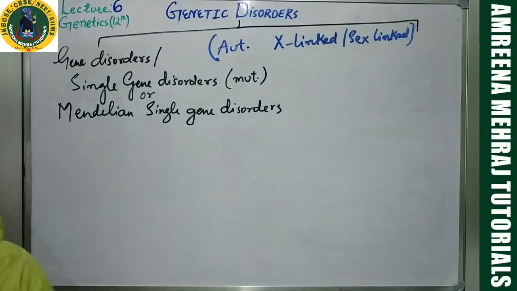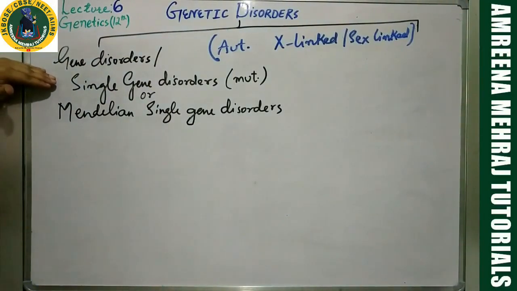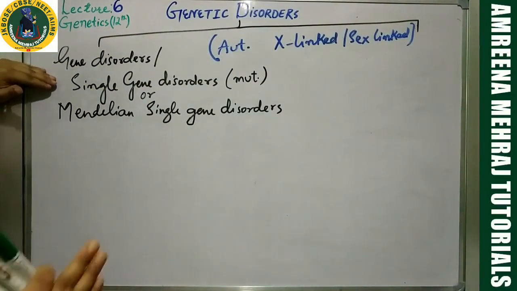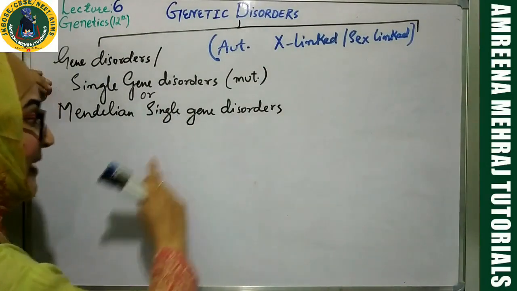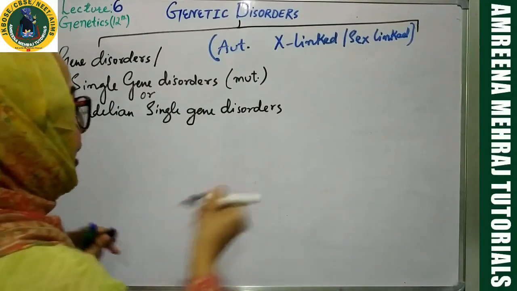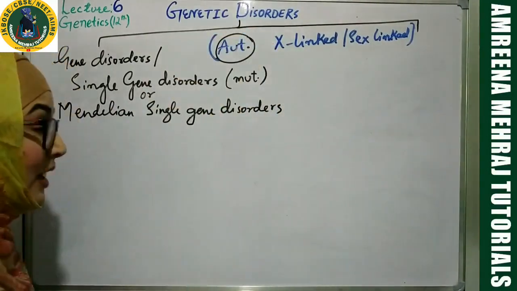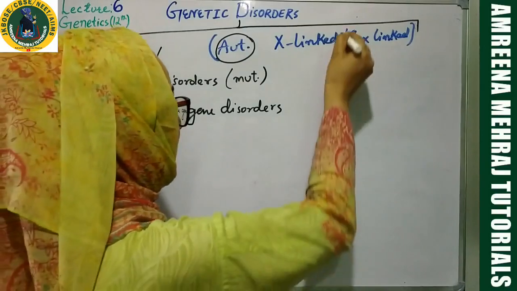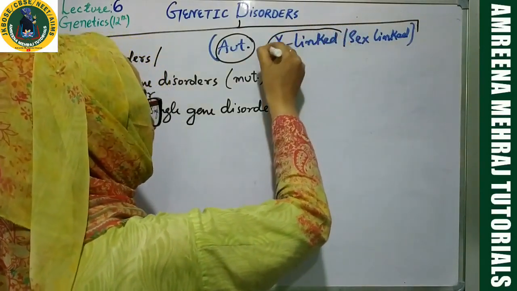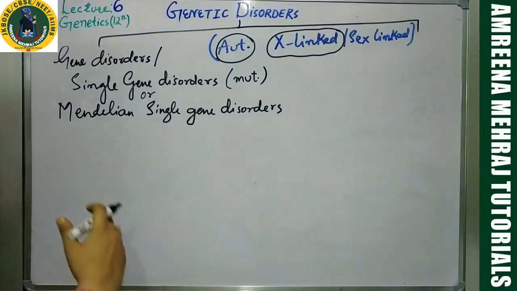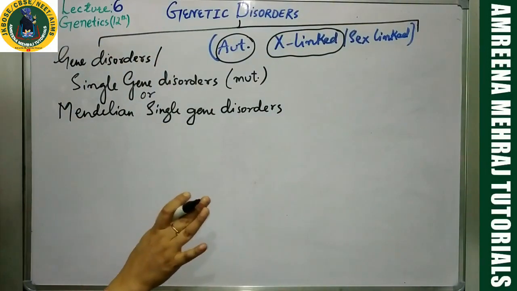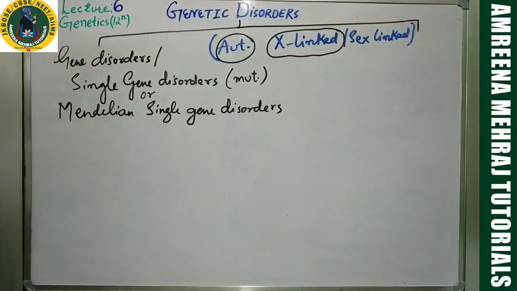So you got my point that single gene disorders are those disorders in which the mutation lies in a single gene. And that gene could be located on some autosome, or it could be located on a sex chromosome. But which sex chromosome? The X chromosome, because Y linkage, although that is also a vast topic, I'll teach you separately. Over here you have to remain focused on X-linked disorders as far as class 12 and your competitive exams are concerned.